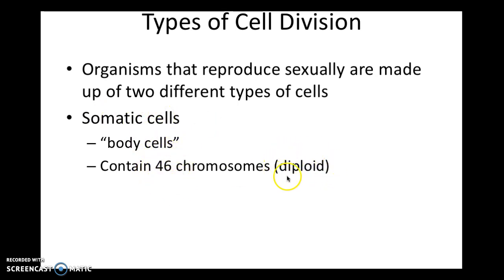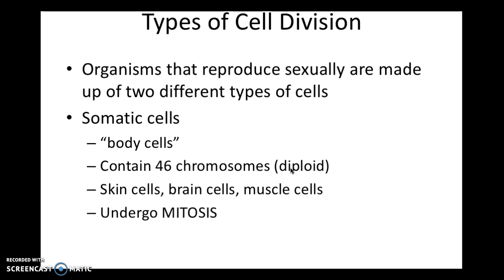So this di, as you saw in the biochemistry unit, is like the prefix in disaccharide. So what does di mean? Do you remember? It means two. So these are our skin cells, brain cells, muscle cells, all the cell types you can think of, except for our baby-making cells. They undergo mitosis.